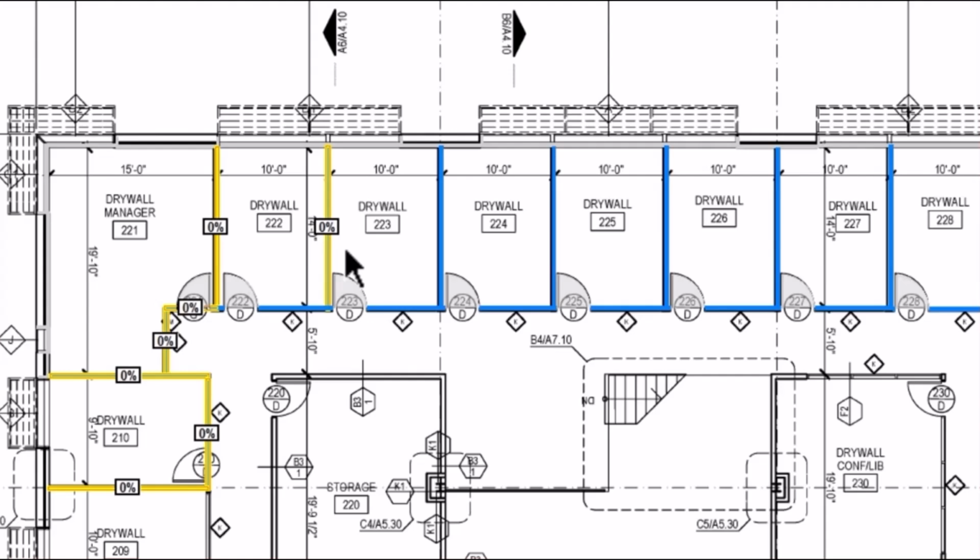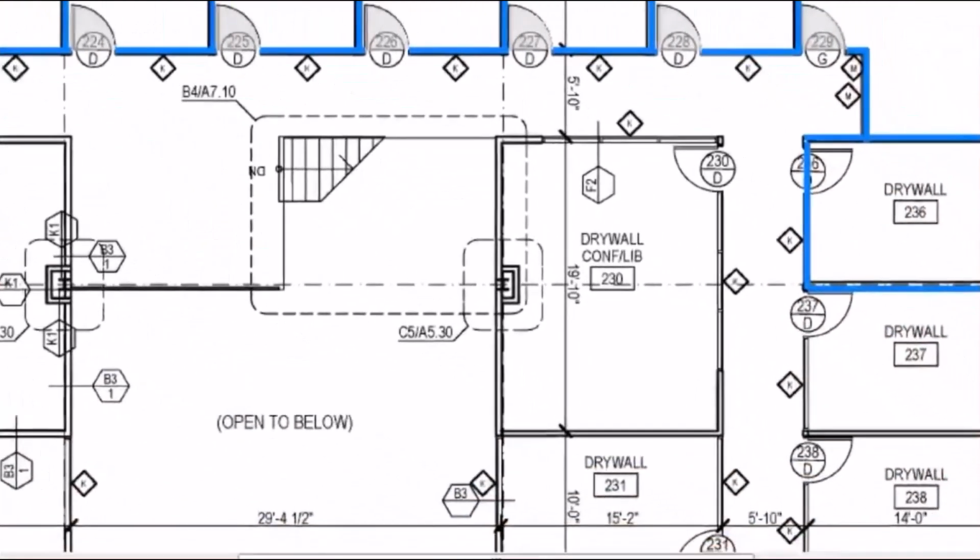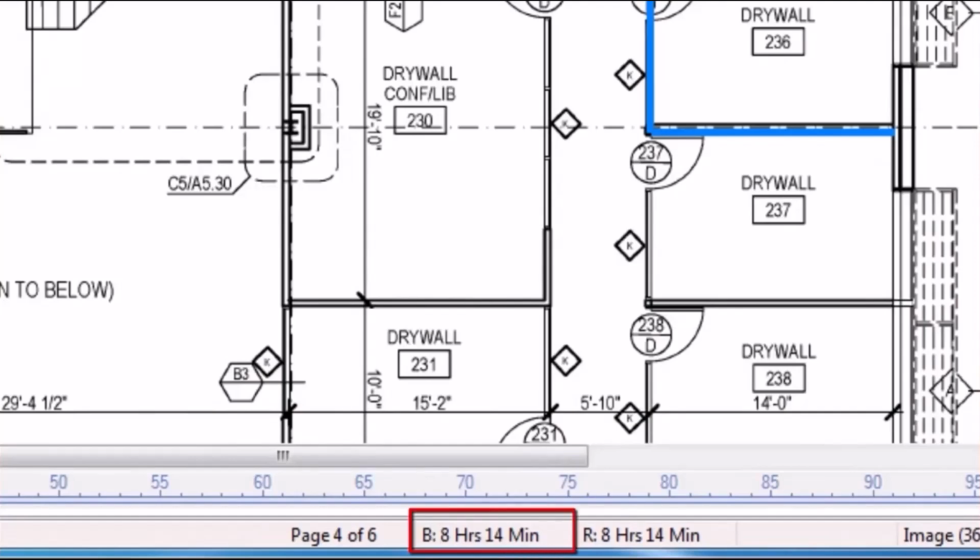As the foreman makes this selection, the program responds by displaying the budgeted number of hours it should take to complete that work. B for budgeted. The R displays the remaining hours required to complete that work in the event that it was begun but not yet finished. With this selection, we haven't even begun this work, and so there are a budgeted 8 hours and 14 minutes and also a remaining 8 hours and 14 minutes as well.